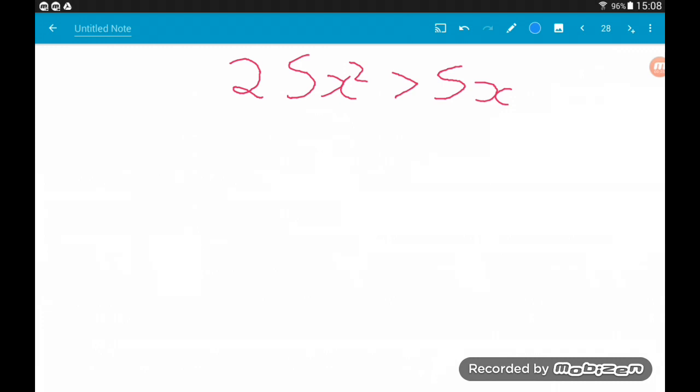Okay, so our first one here, 25x squared is greater than 5x. Now, one of the subtleties with quadratic inequalities is we might be thinking, well, this is quite nice. We have a common factor of x on both sides. Surely we can just divide that away and it's no longer quadratic. You are not allowed to do that.